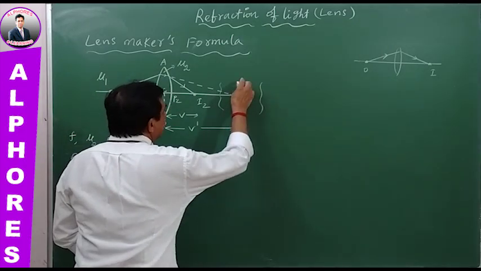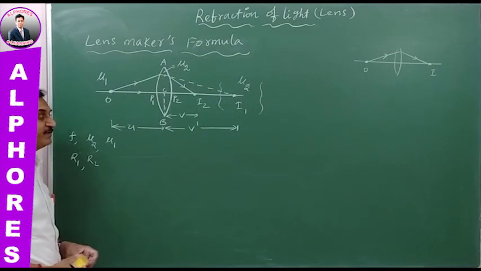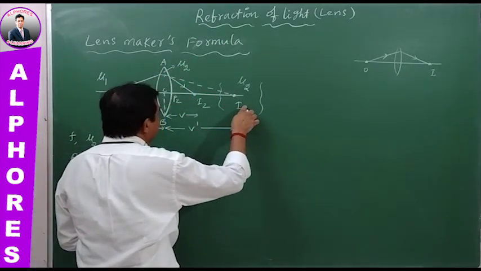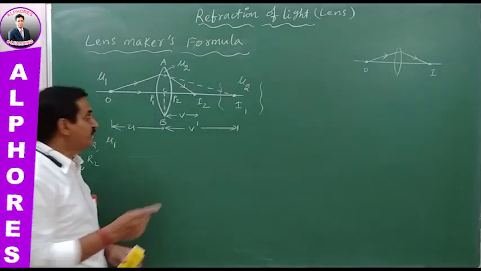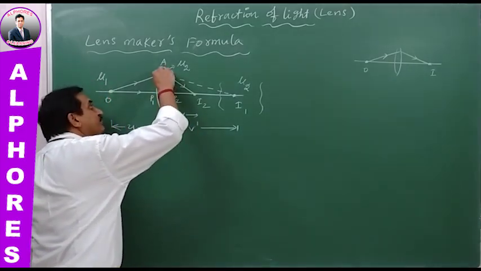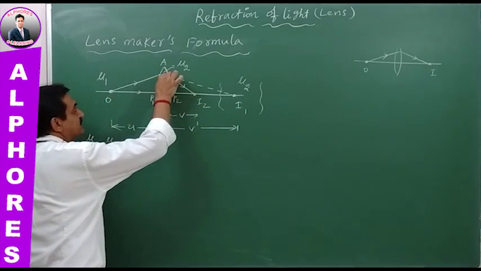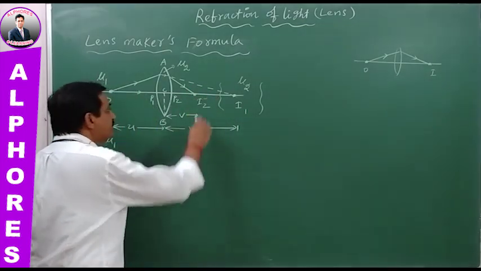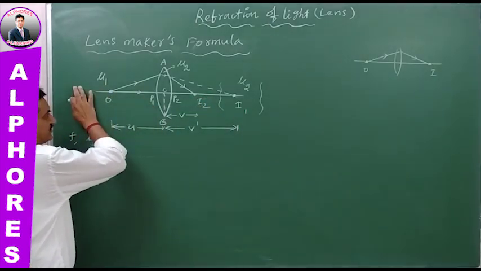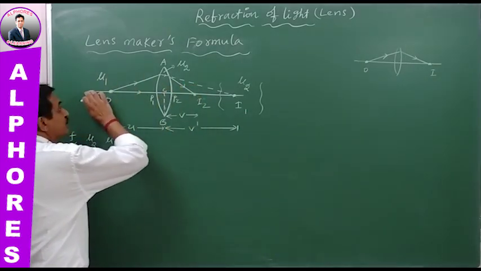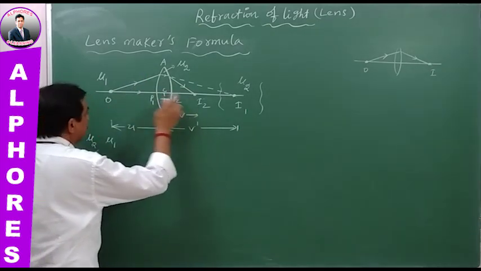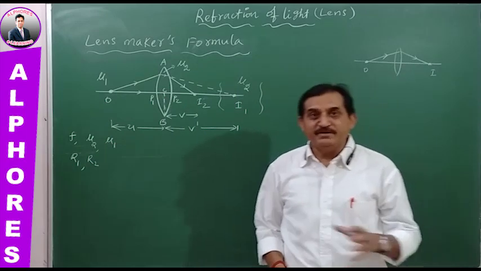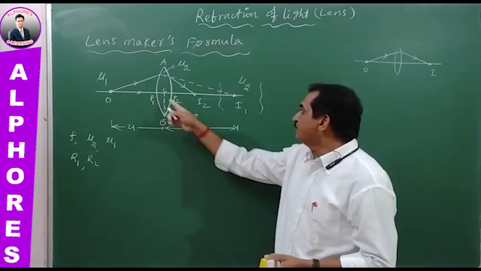This medium has refractive index mu 2, a denser medium. This is the lens material medium. So in this medium, the first image I1 is formed by the refraction at the first surface AP1B. After refraction at the first surface, the light is incident on the second refracting surface, undergoes refraction again, and finally gives its image here in the second step. This is formed in the air medium. The object is in air or any other first medium, and its final image is formed in the same medium. On both sides of the lens the medium is the same, mu 1 and mu 1, but the lens refractive index is mu 2.